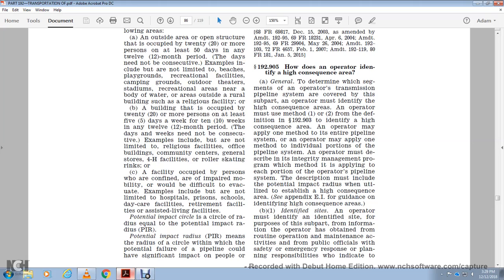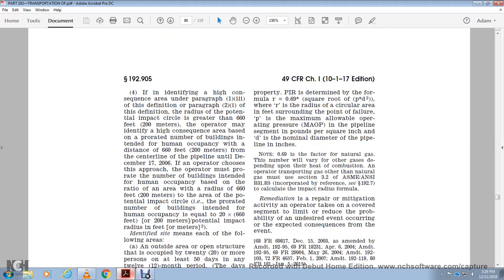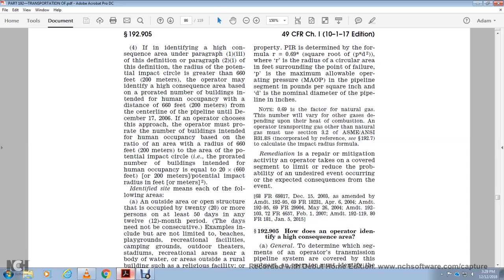Potential impact circle is a circle with a radius equal to the potential impact radius. Potential impact radius means the radius of a circle within which the potential failure of a pipeline could have significant impact on people or property.